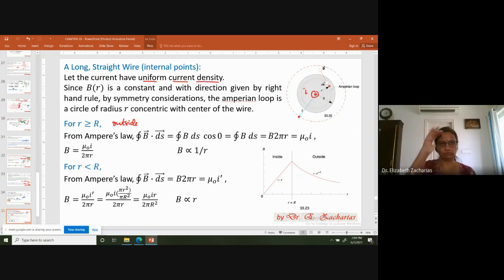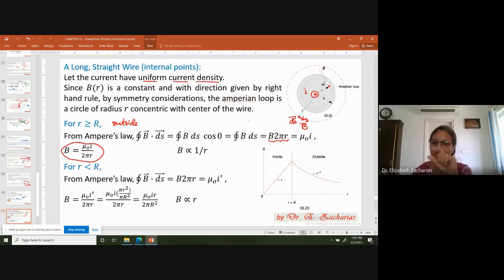So use your right hand rule. Okay, so then your B is going to be this. Your ds is also going to be parallel. And B is going to have the same value everywhere on the circle. So integral B dot ds becomes B ds cos 0, or B ds, and B comes out of the integral. So B into 2 pi r equals mu naught I, or B equals mu naught I by 2 pi r, same as for a thin wire.